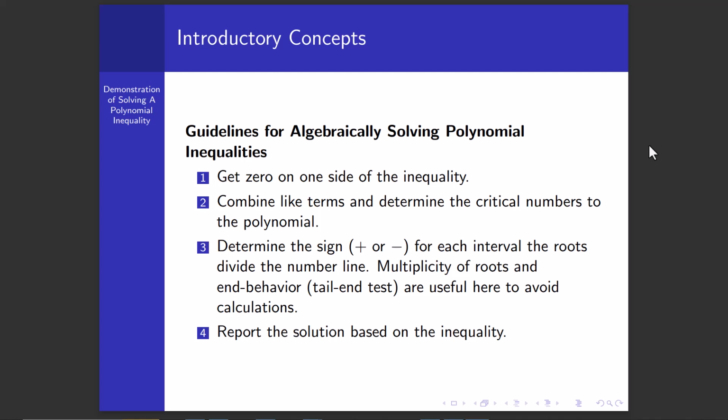Okay? Our third step would be to determine the sign, positive or negative, for each interval the roots divide the number line. Multiplicity of roots and end behavior, or the tail end test, are useful here to avoid calculations. And then our final step would be to report the solution based on the inequality.